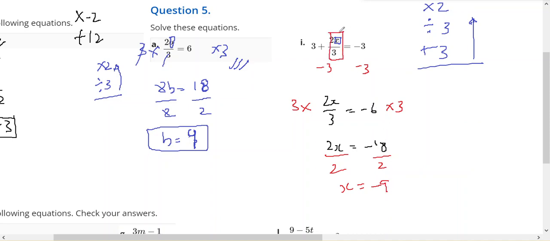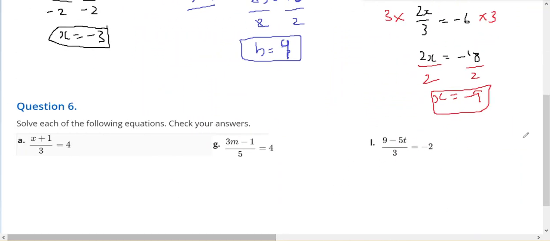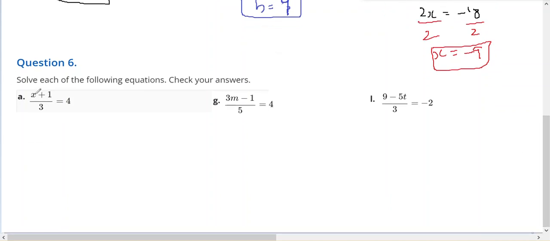To double check, 2 times -9 is -18, divided by 3 is -6, and 3 plus -6 is -3, so -9 is correct. Looking at question number 6. I'm looking at the x. The first thing that happened was plus 1, then it was divided by 3. I'm going to multiply both sides by 3 to start off with. The 3's cancel on the left to leave x plus 1, and 4 times 3 gives 12. Then I'm going to minus 1 from both sides, and x equals 11.